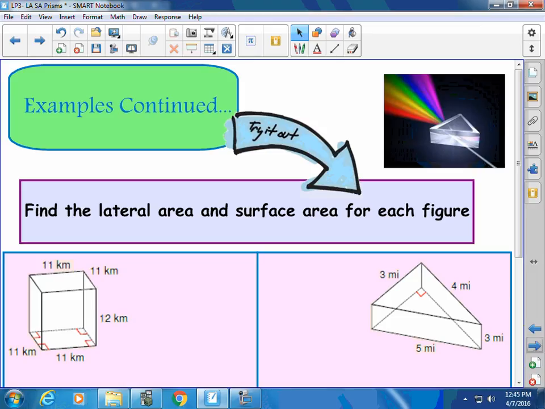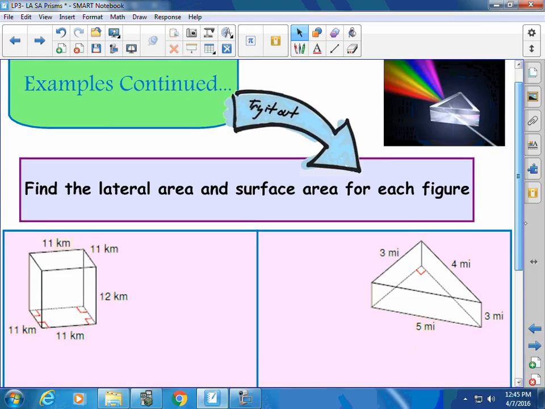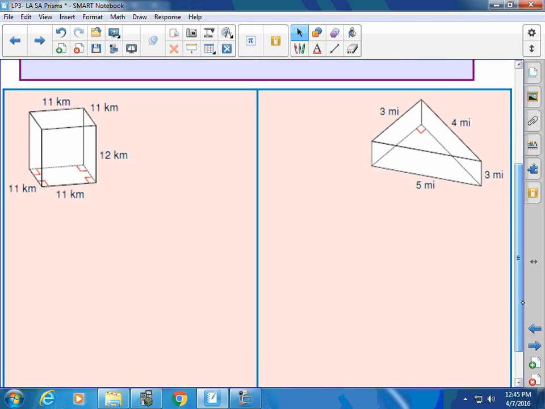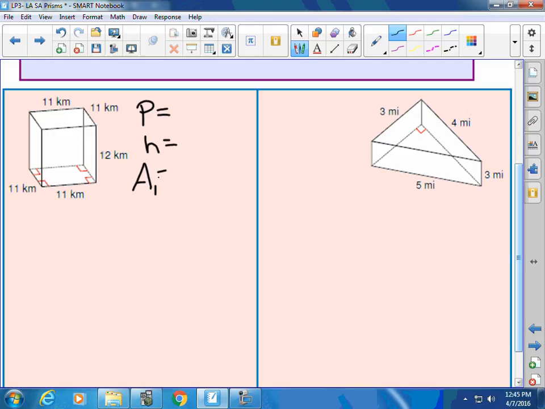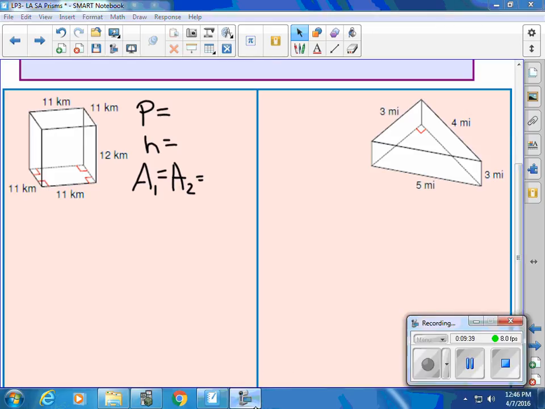Okay, with this next page, we're going to ask you again to try to do this whole page on your own. So you're going to find lateral area and surface area. Remember, a good idea first for each of them is to find the perimeter, the height, and area 1 and area 2. Okay, once you have those, it makes plugging into your formula a lot easier. Again, once you can show one of us that you have done these correctly, we will mark it down for you and you can start your homework for tonight. If you have any questions at any point, please pause the video and ask.